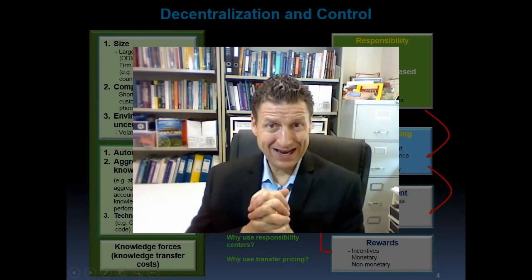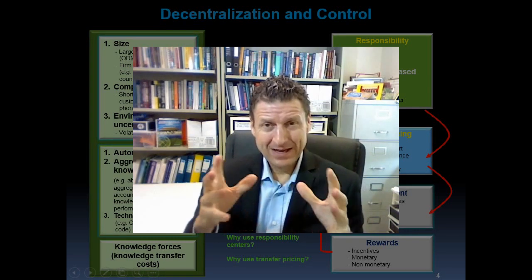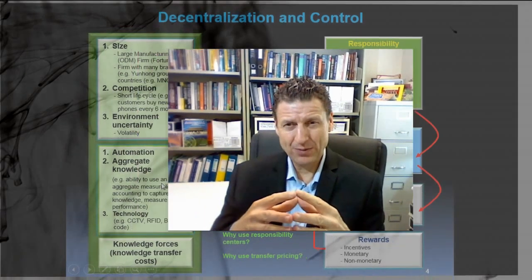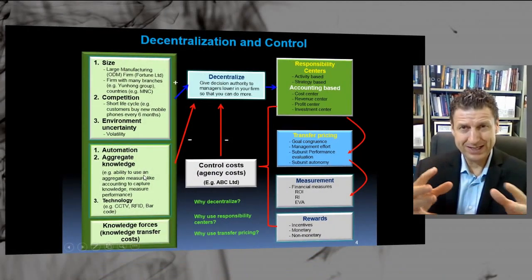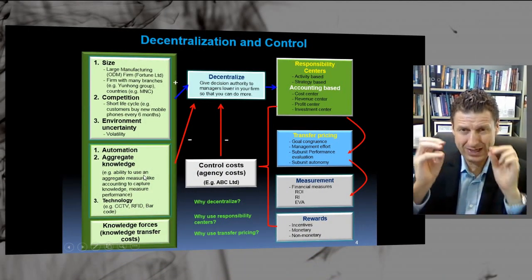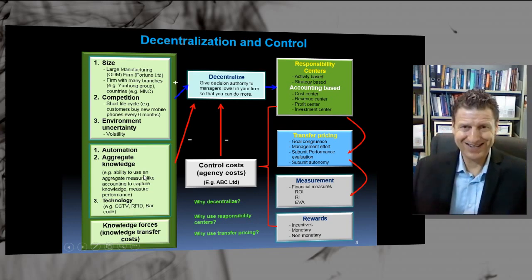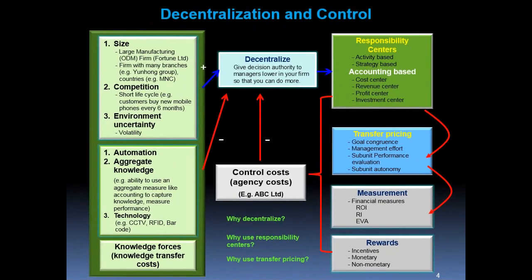So here we have the framework that I've put together to help you put these ideas into order. What does it mean, these 4 ideas? All right, let's get our pointer over here now. The whole point of knowledge transfer costs is that it's a driver to decentralize. We want to decentralize, so we want to deal with knowledge transfer costs through that decentralization.